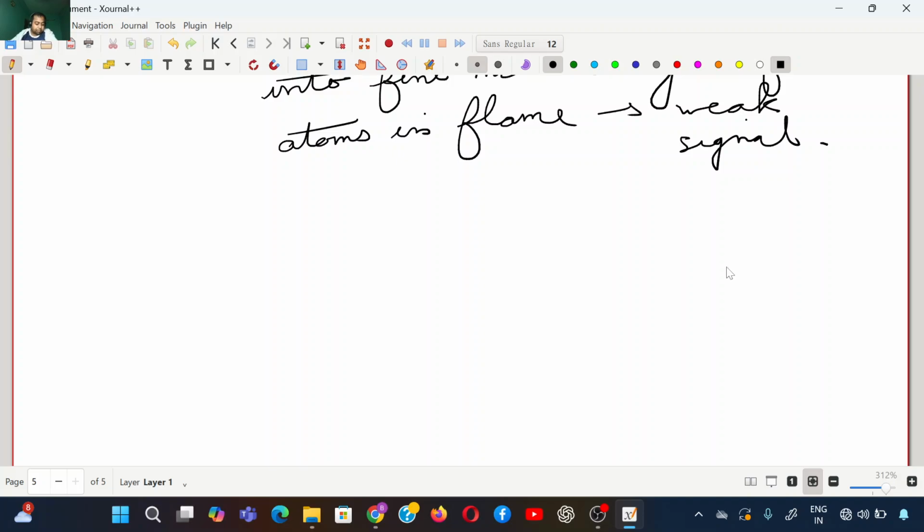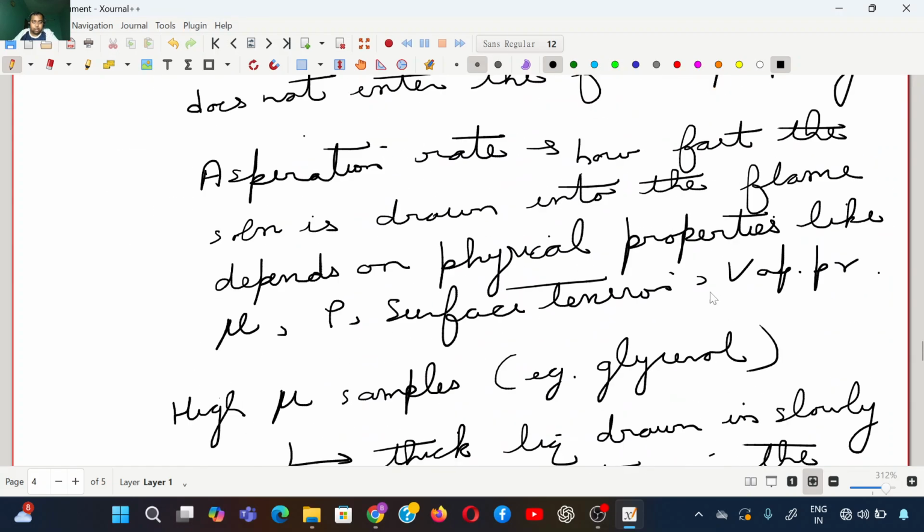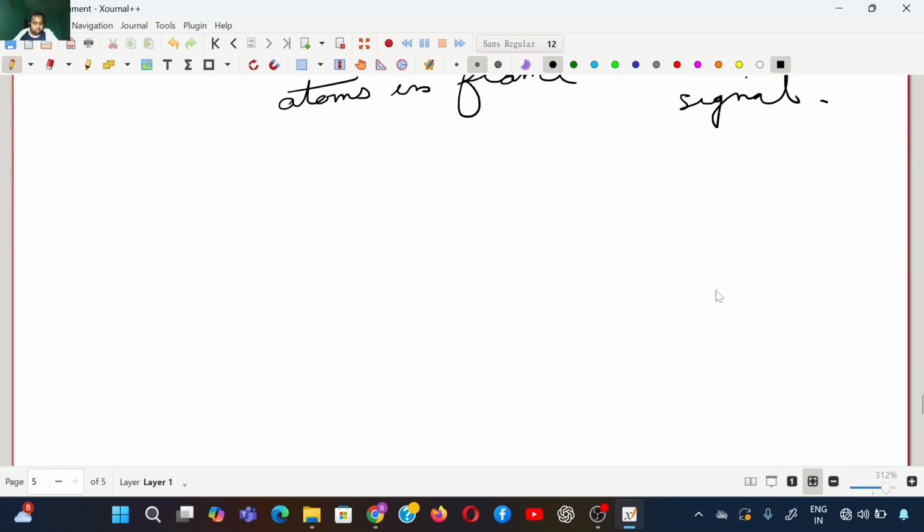But if they're already present in the sample, don't account for them because they will just act as interference. This was the transport interference. There is another thing called solute volatilization interference.